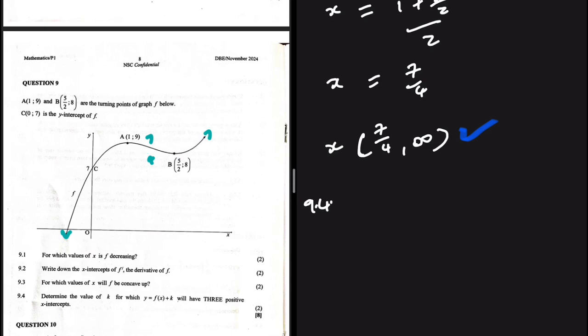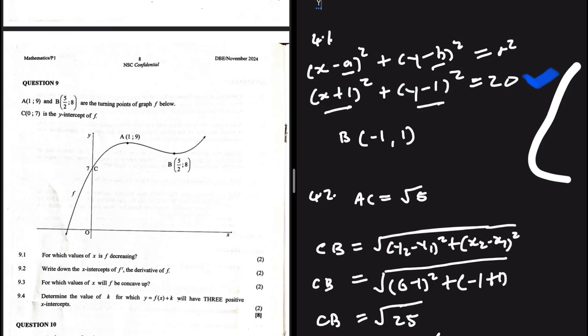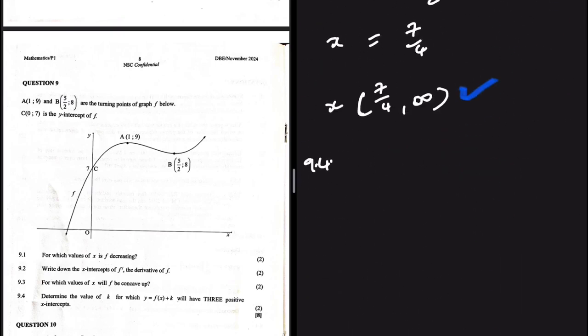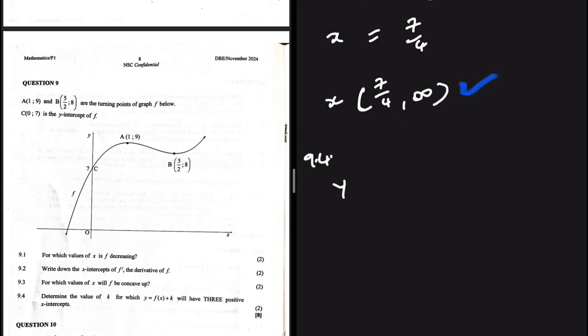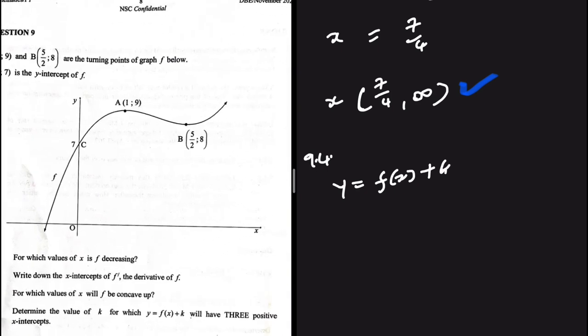We are looking for the value of k for which y is equal to f of x plus k has 3 positive x-intercepts. We're looking for the values of k for which this thing will have 3 positive x-intercepts. So let's dissect that. Let's make sense of that and see what we need to do. As you've seen in the previous video, when we are doing this question, let me trace the function first so that I can demonstrate it to you with a bit of clarity.